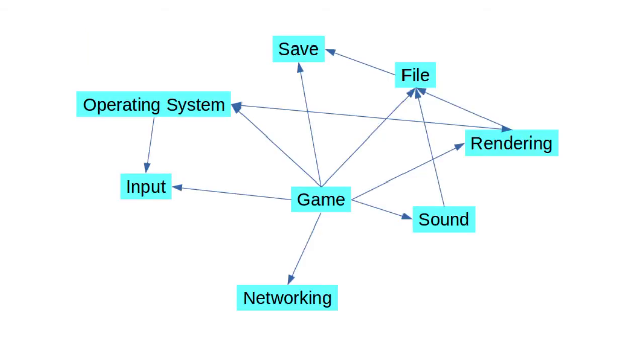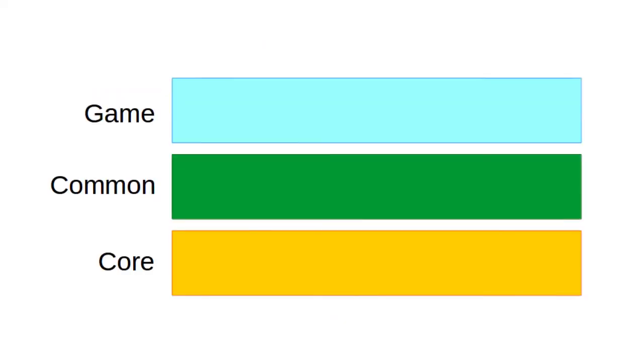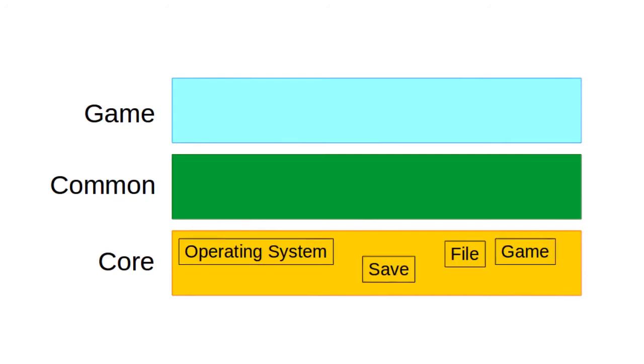If we do this for all the systems inside MateBit, it looks something like this. It's kind of a mess. To make this better, I want to try to organize the systems into a hierarchy. Core systems are systems that deal with things like the hardware. They go at the bottom.